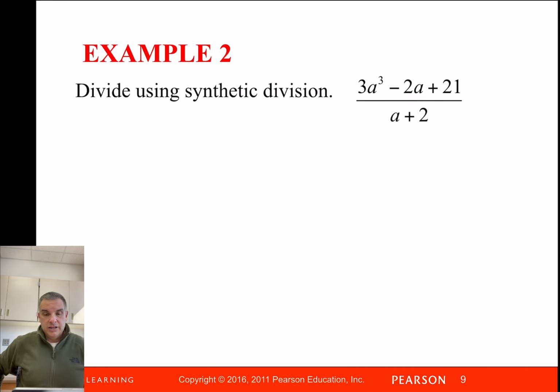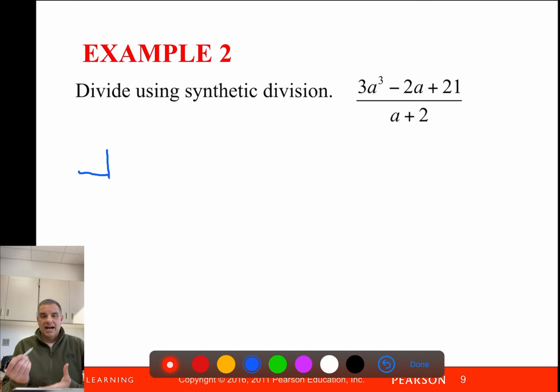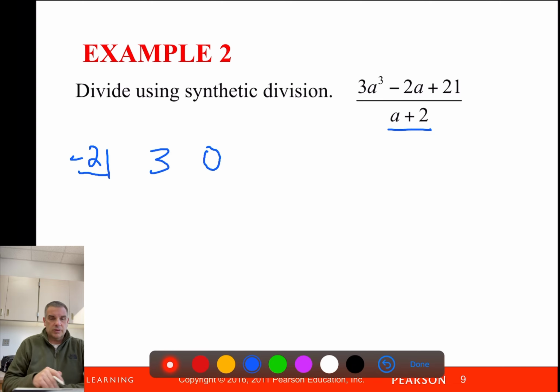So we've got 3a cubed minus 2a squared minus 2a plus 21, all divided by a minus 2. Okay, so we start with our box. And it's the opposite of what we see. So we see -2, so we're going to put a 2 there. First constant that we have is a 3, but notice it's 3a cubed. Now we've got to go to a squared, and there's not an a squared in there. So I have to fill an a squared in there. So we're going to put a 0 there. Then we've got -2a, so it's -2. And then plus 21, so we're going to put 21 at the end.